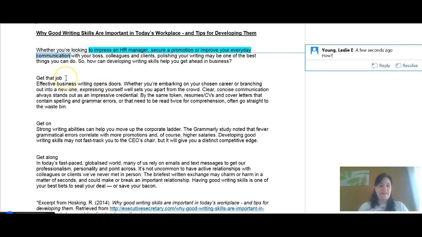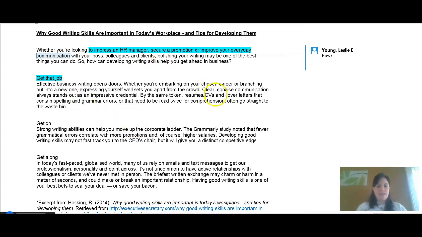Okay, moving on. Get that job. All right, so that's the subheading. I suspect that means that that's one of the reasons why writing skills is important. So I'm going to highlight that. Effective business writing opens doors. Whether you're embarking on your chosen career or branching out into a new one, expressing yourself well sets you apart from the crowd. Clear, concise communication always stands out as an impressive credential. By the same token, resumes or CVs and cover letters that contain spelling and grammar errors or that need to be read twice for comprehension often go straight to the waste bin.